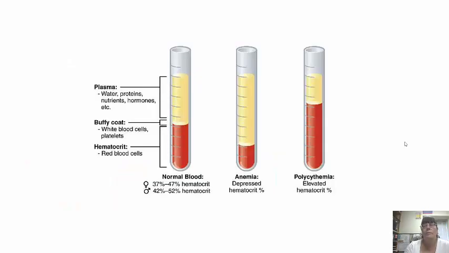So this is just showing you after putting it through a centrifuge, normal blood, you're going to have about 37 to 47% hematocrit for females, 42 to 52% hematocrit for males. So you're going to have that plasma, and then there's going to be a buffy coat in the middle, which are white blood cells and platelets, and then the hematocrit is red blood cells. In an anemic, you're going to have a lower red blood cell count. And polycythemia, you have an elevated red blood cell count.